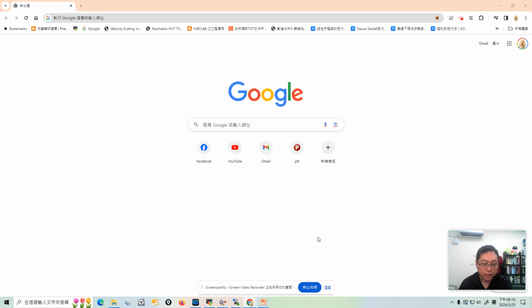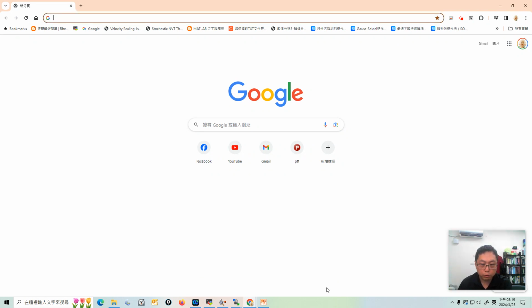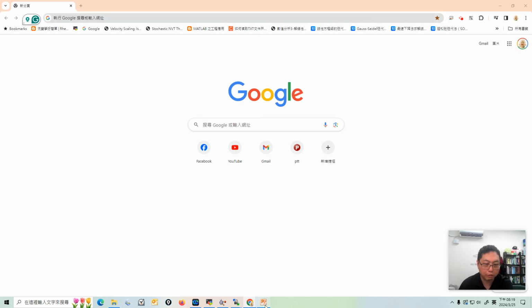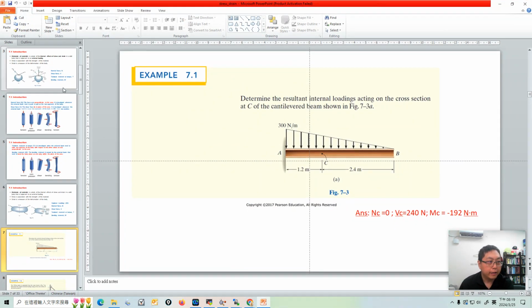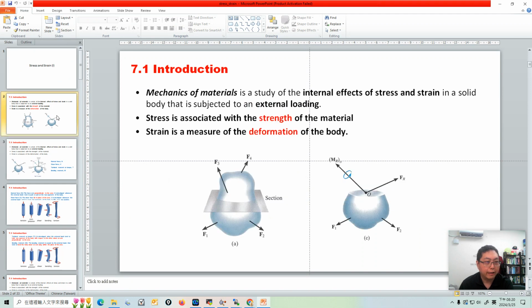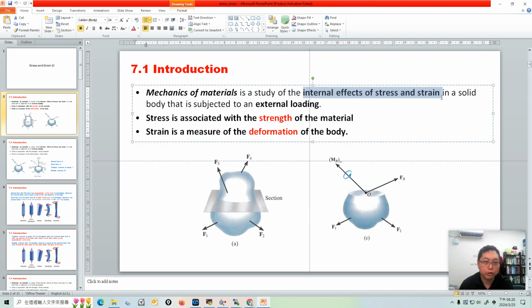In this video, I'm going to show you how to calculate the internal force of a material when applying an external load. This is a very common analysis method in mechanics of materials, so you must learn it. As we keep saying, mechanics of materials is a study of the internal effect of stress and strain in a solid body that is subject to external loading.